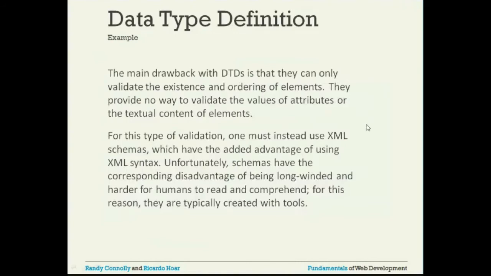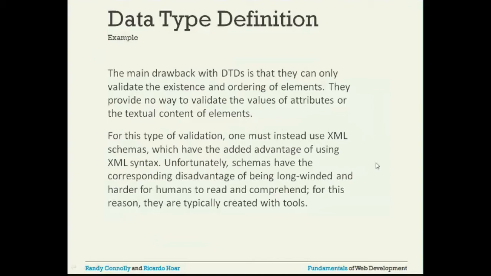The main drawback with DTDs is that they can only validate the existence and ordering of the elements. So the drawback is what? It can check only the existence and order of the elements, whether that particular element is present and whether it is in the proper order. It can validate only those two things. There is no way to validate the values of the attributes. Suppose whether the value is text, whether the value is an integer, whether the value is boolean, that cannot be done using DTDs.